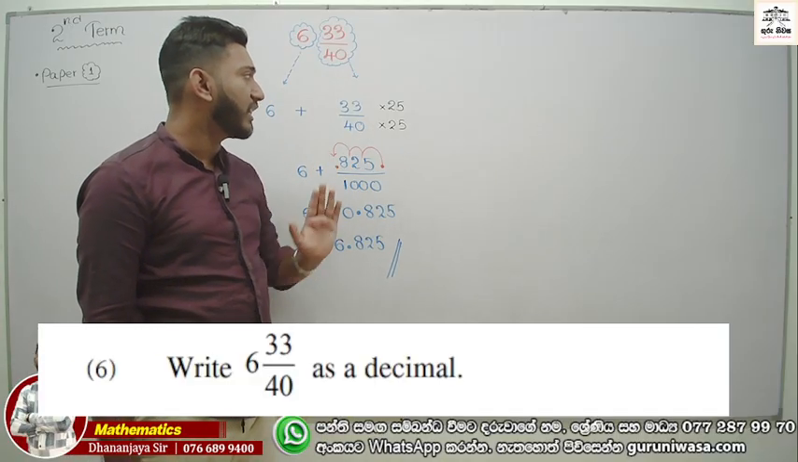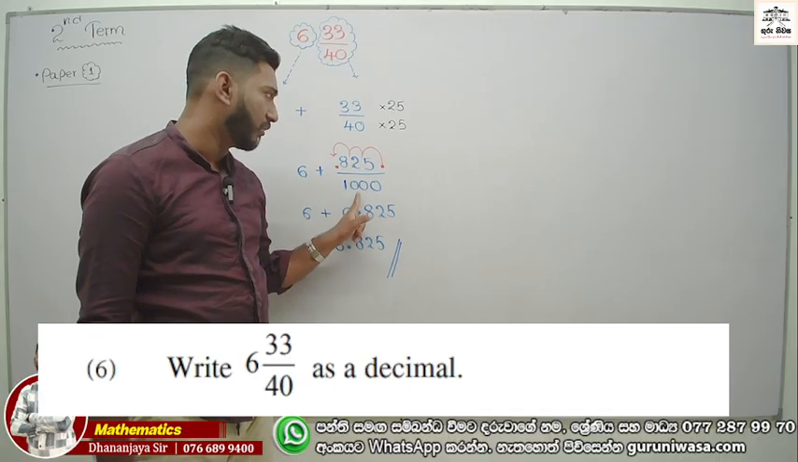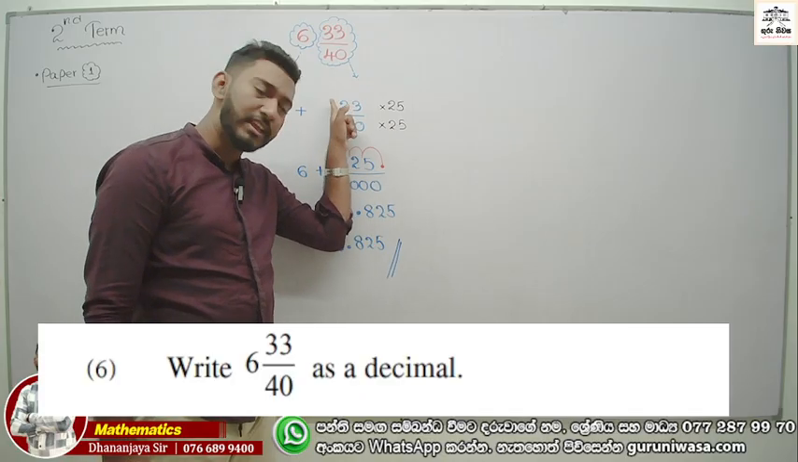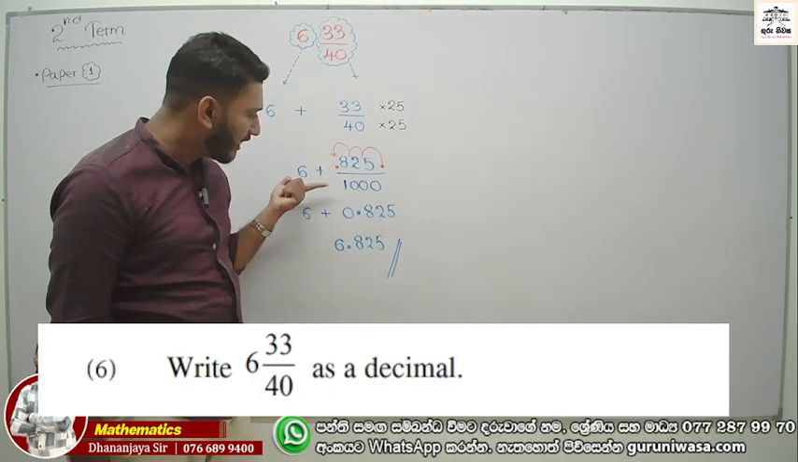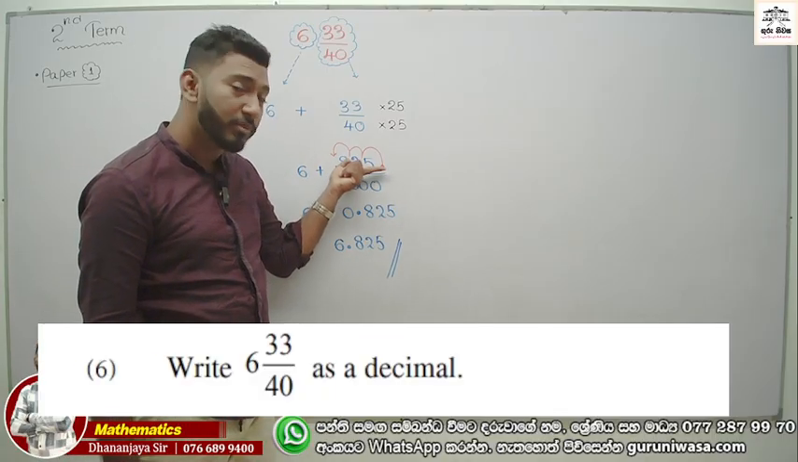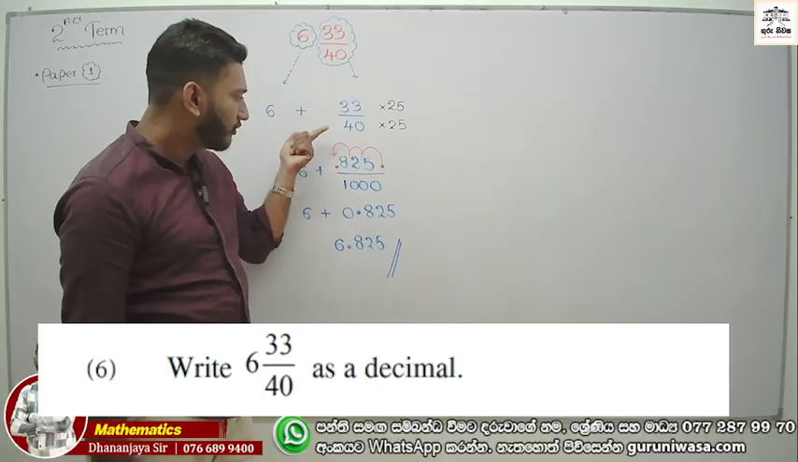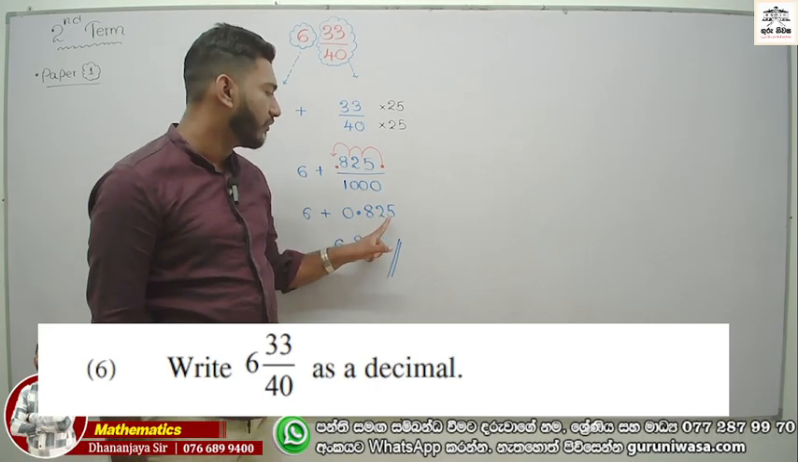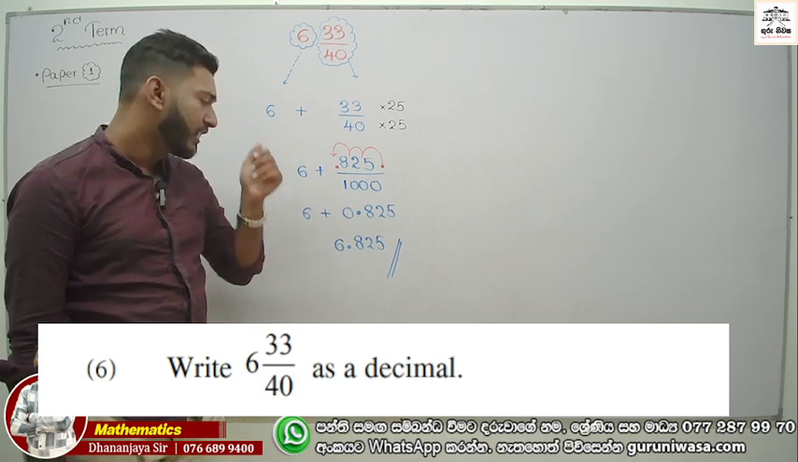Then the numerator we can also multiply by 25. Now 25 times 40 is 1000. 25 times 33 is 825. Now 825 divided by 1000 means you need to move the decimal point 3 times to the left hand side. Now 1, 2, 3 should be 0.825, and then add 6 to it. Then the final answer becomes 6.825.